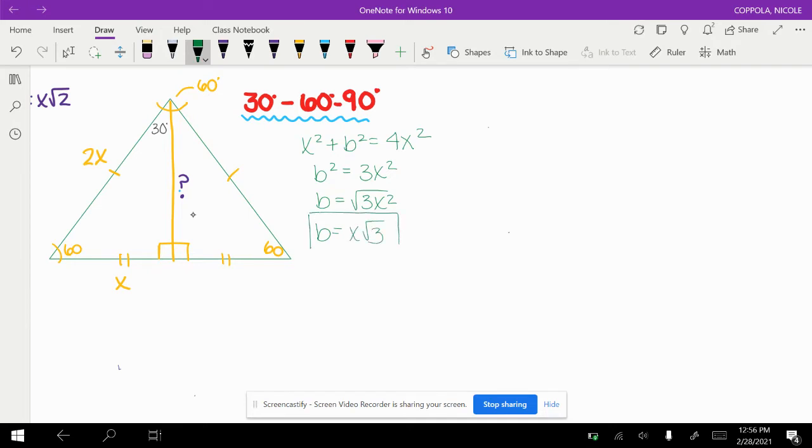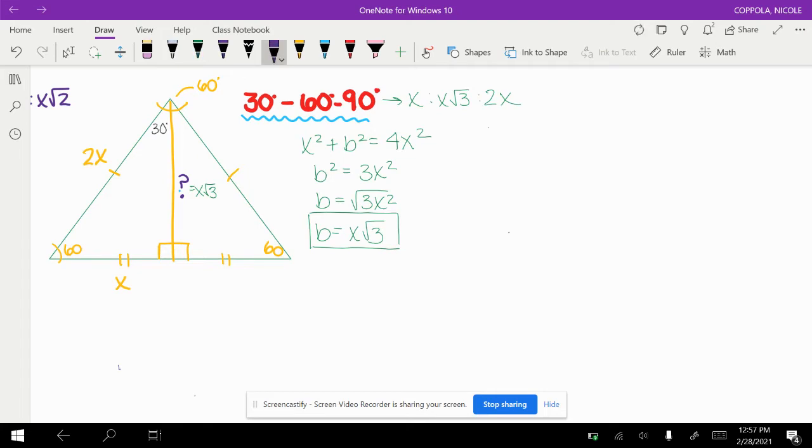So what this tells us is that the relationship of the sides on a 30, 60, 90 triangle is actually x to x rad 3 to 2x. And so if you have one of the side lengths, you can generate the other side lengths using multiplication or division to bounce from side to side.